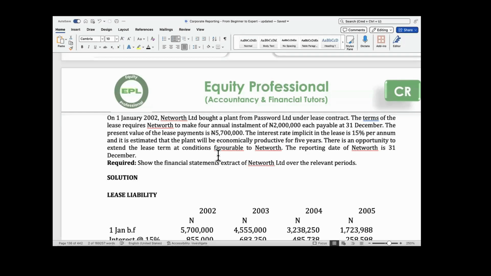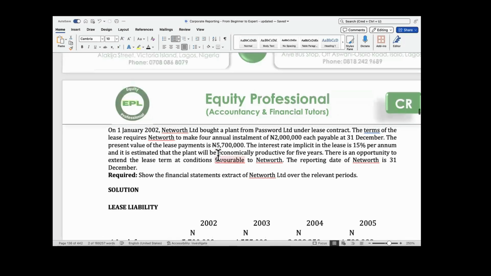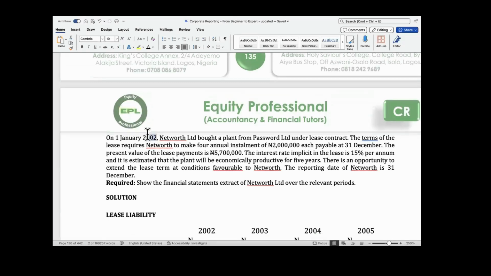Okay, so this is the typical question that I'm talking about. In January 2002, Networth bought a plant from Password under a lease contract. The terms of the lease require Networth to make 4 annual installments of 2 million per annum. So that means 4 years is the lease term, and it's payable at the end of each year, so the rent of 2 million is payable in arrears. They already gave us the PV of the lease payments, so you don't have to do the discounting yourself. They've already made it easy for you.